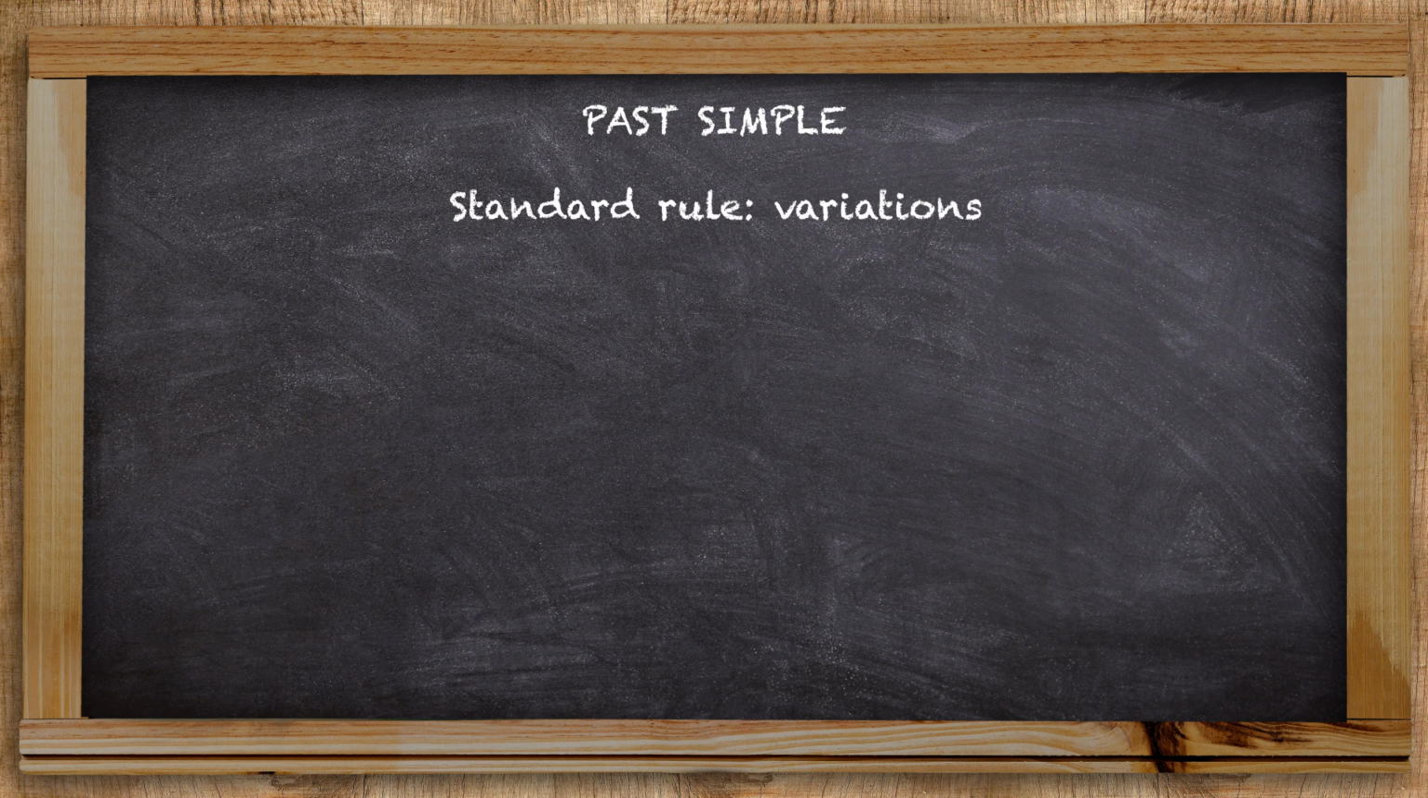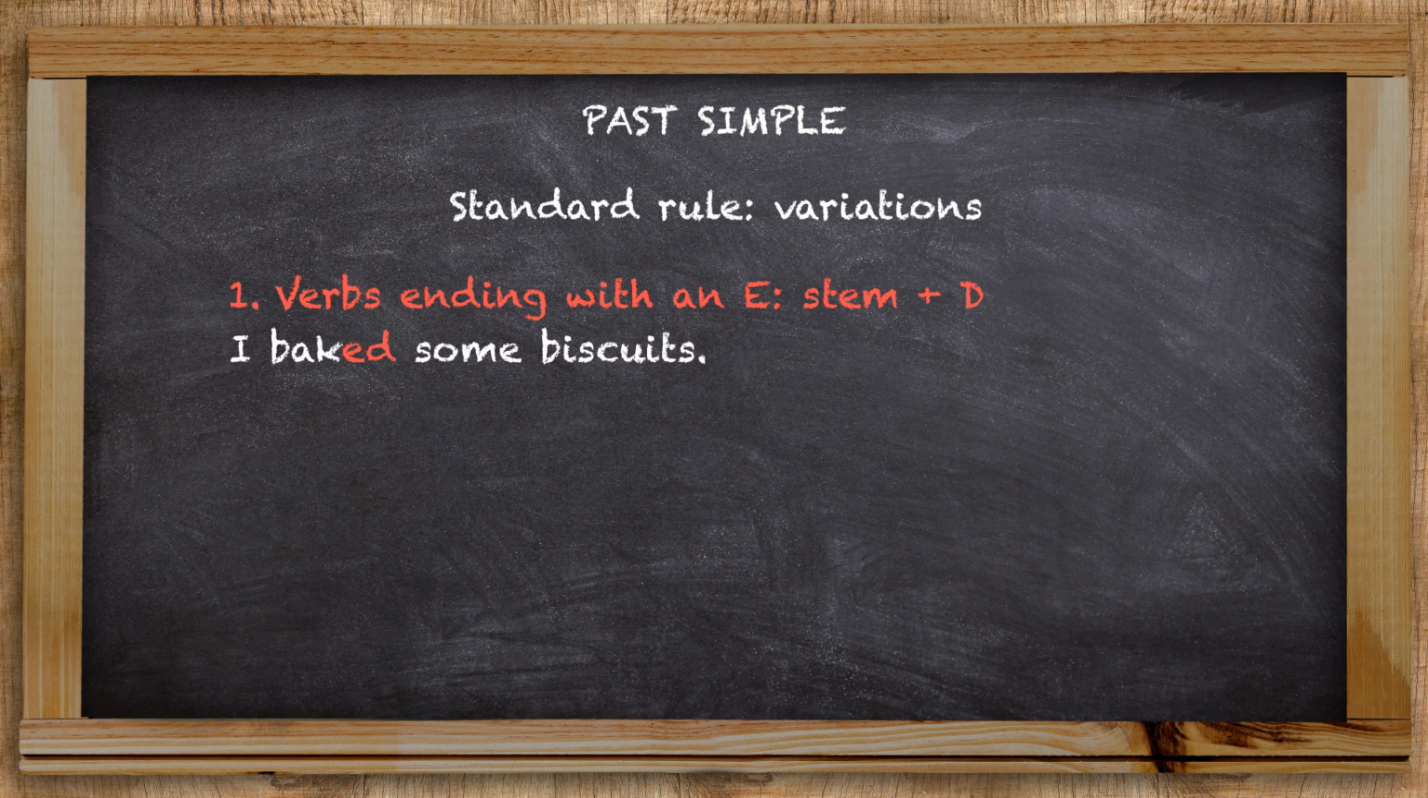Note that there are exceptions to this standard rule. These are variations in spelling. 1. Some of the verbs already end in an e, and in that case it's not necessary to add another e plus a d. A d on its own will suffice. Take for example the verbs to bake and to love. I baked some biscuits. They loved each other.